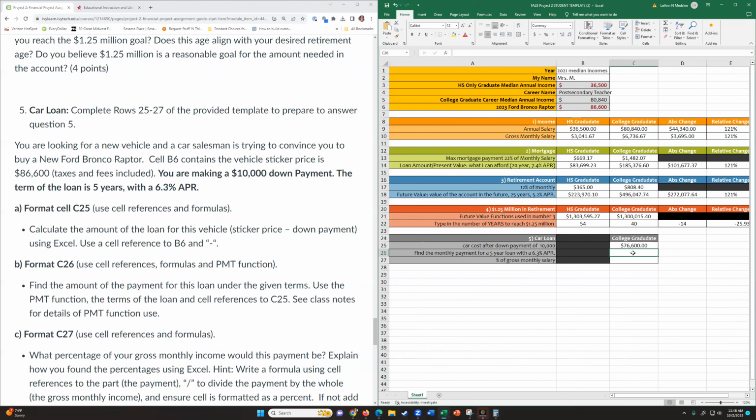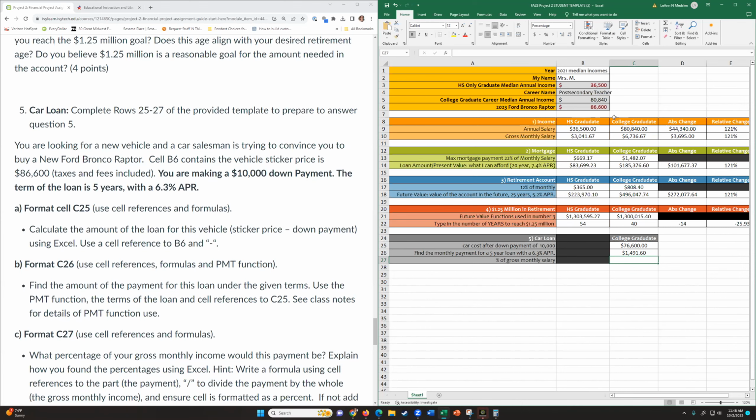Monthly payment, remember, is the PMT formula. So equals PMT, 0.063 divided by 12, since they said it was an APR. It's going to be a 5-year loan, so that's 12 times a year for 5 years. And then negative, the amount we are financing, $76,600. And we hit enter. This would be how much that monthly payment would be for that college graduate. Now that is a lot of money, okay?